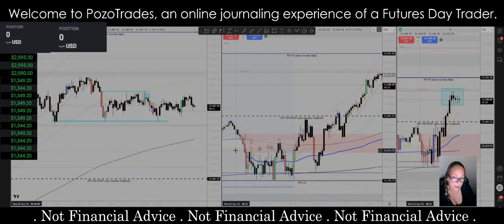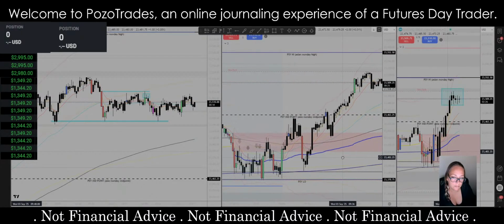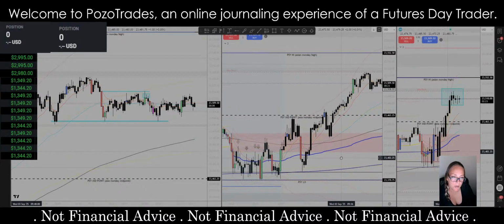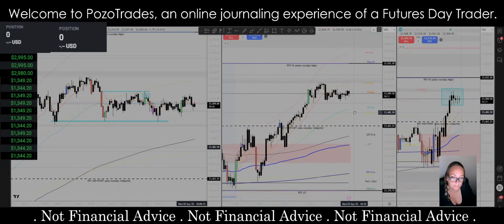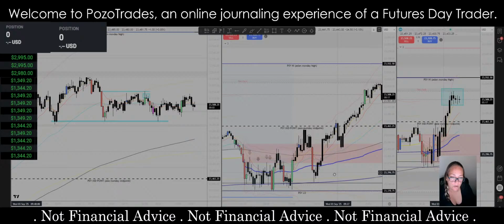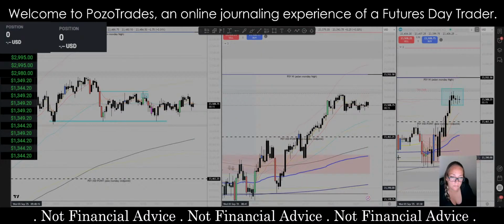I do have a bad habit of taking too many break-even trades. I had a couple really nice trades down here that, you know, barely got tagged out.